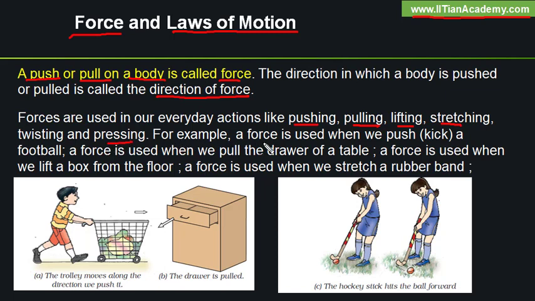For example, a force is used when we hit a hockey ball forward. A force is used when we pull the drawer of a table. A force is used when we lift a box from the floor. A force is used when we stretch a rubber band. So in this slide, we are just giving the definition of the force.